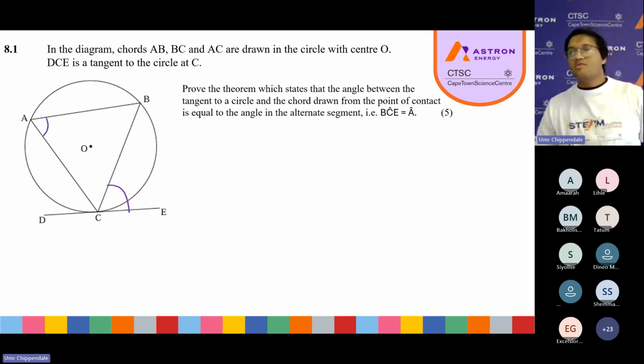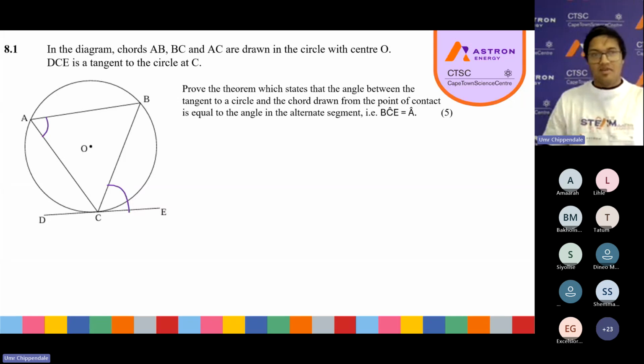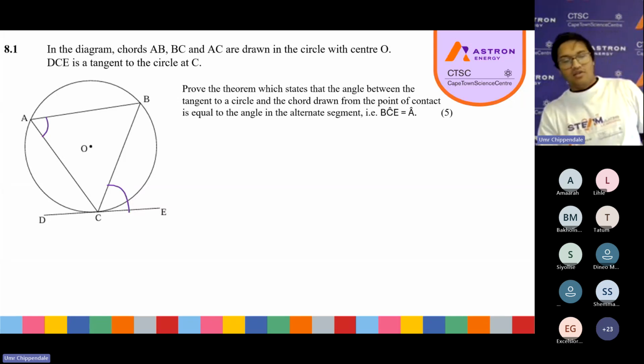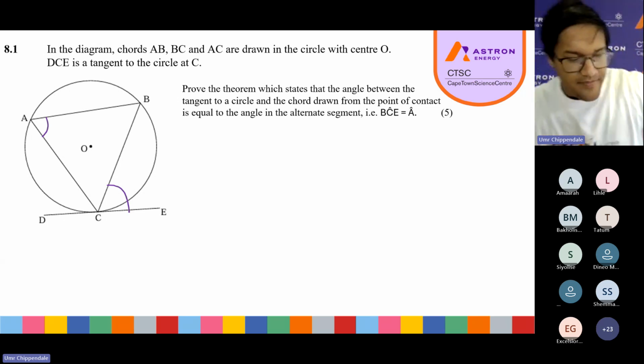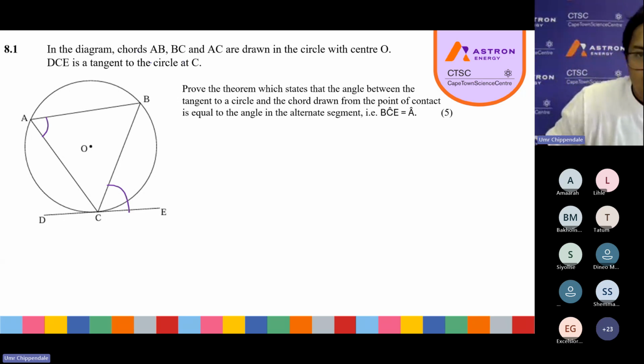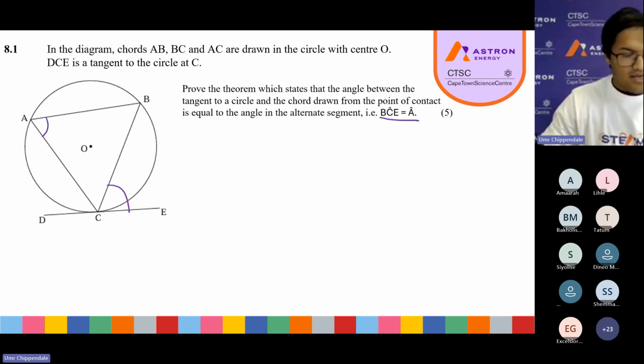Now there are a lot of proofs that you have to learn and make sure you know how to do. But in this particular case, it's going to be the tan-chord theorem. As you can see, this is worth 5 marks, and most of the time, all your proofs are worth 5 marks. So make sure you cover all of them. So what they're saying is we need to basically prove that angle BCE is equal to angle A.